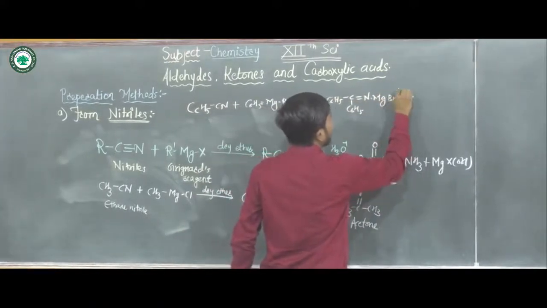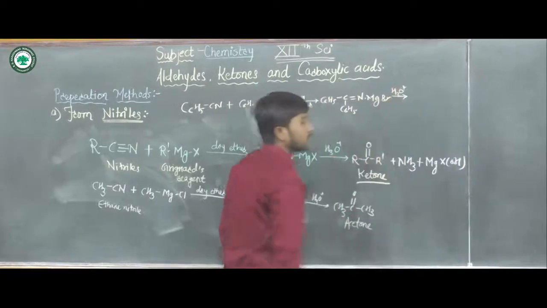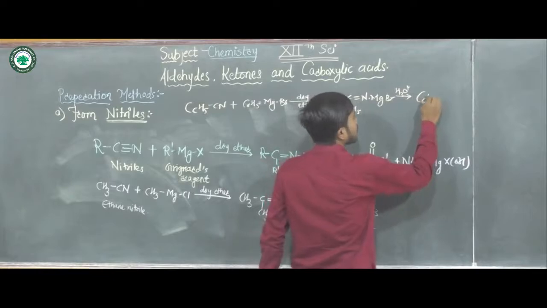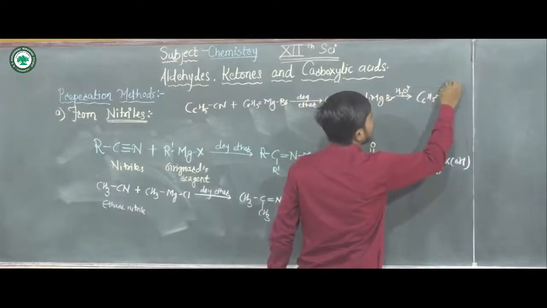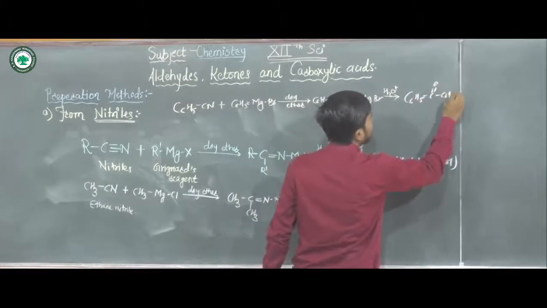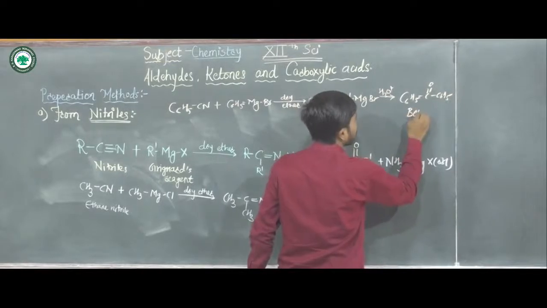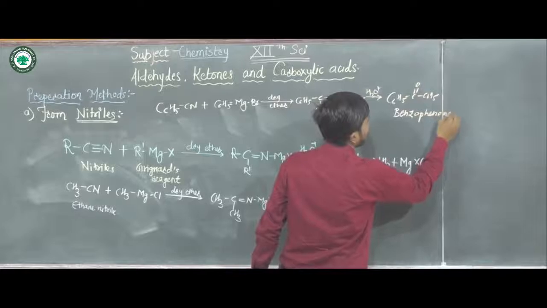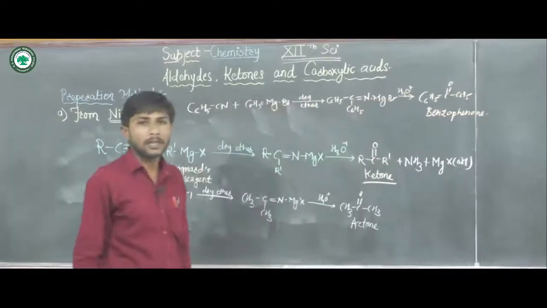Which on acid hydrolysis gives C6H5COC6H5. What is its name? Benzophenone. This one is the aromatic ketone.